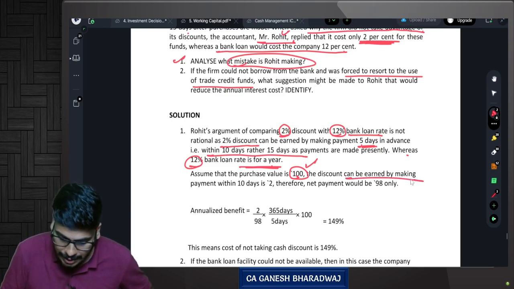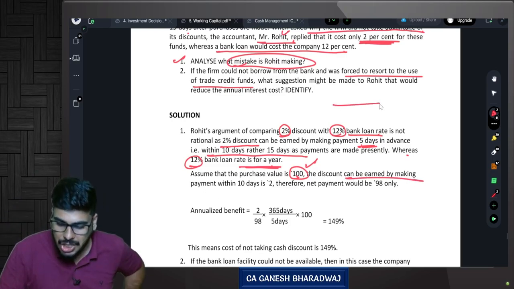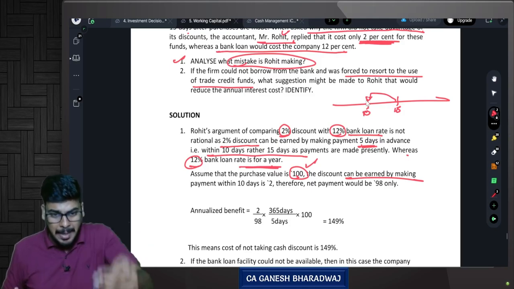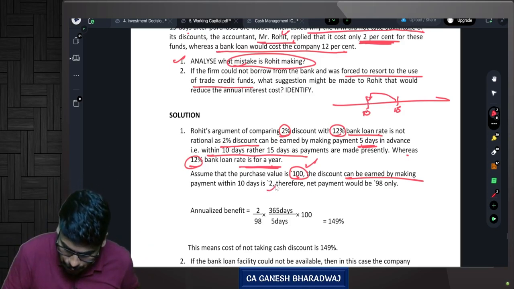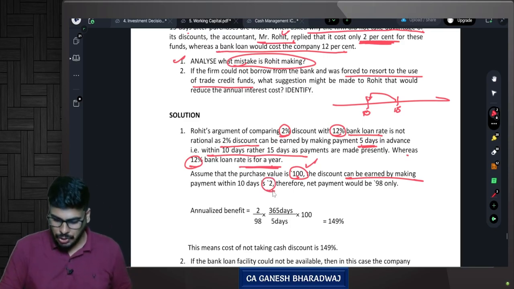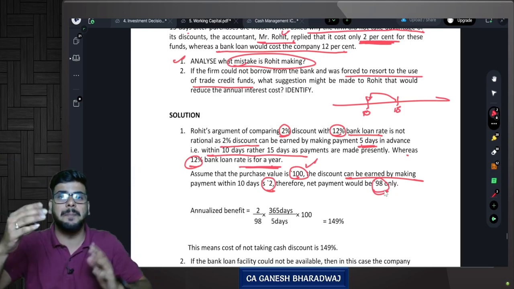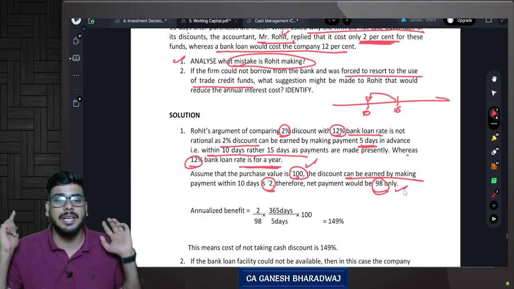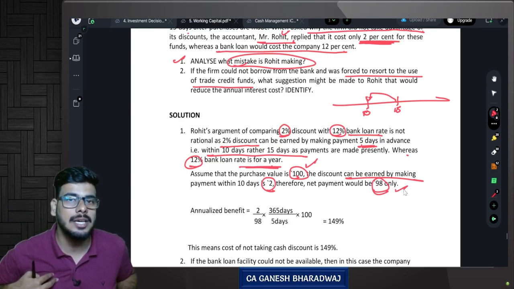Now the discount that can be earned by making the payment within 10 days, that is, generally you pay it within 15 days. Now you pay it within 10 days. That is, by making the payment 5 days in advance, how much discount will you get? 2% on 100, you will get 2 rupees discount. Correct. So the net amount that you will be paying to your creditor, to your supplier, will only be rupees 98. Yes or no? So you will be having 2 rupees extra with yourself. Yes, guys. Clear or not?